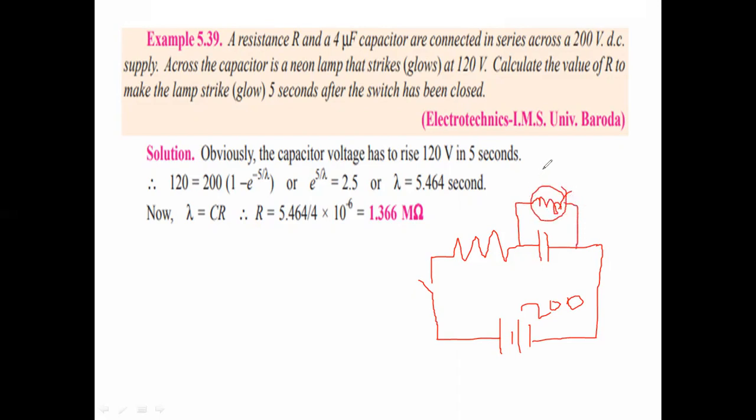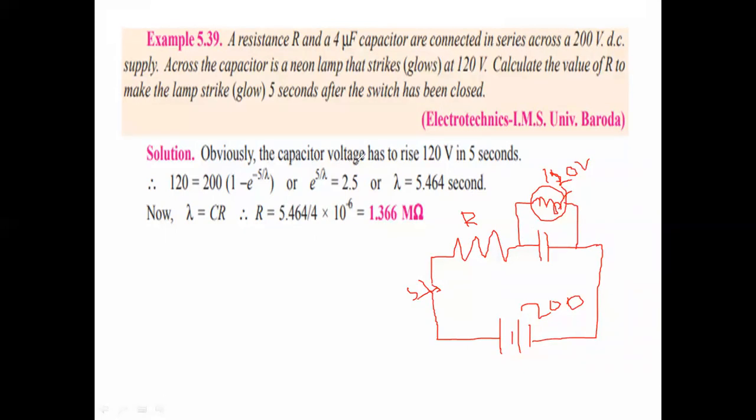So this neon bulb glows when the voltage across the capacitor is 120 volts. So this is the R value. You have to find the value of R to make the lamp strike 5 seconds after the switch has been closed. So after the closing of this switch S, for what value of R will it glow? That is the question.